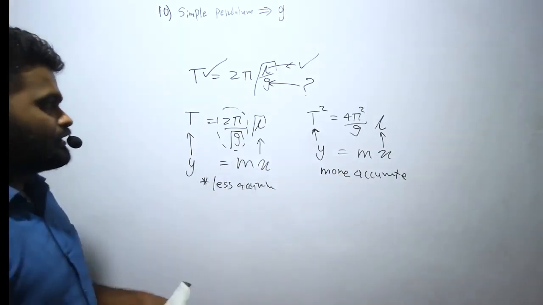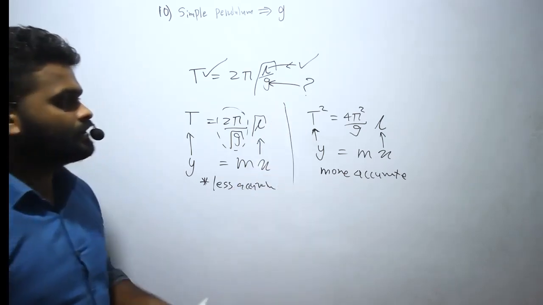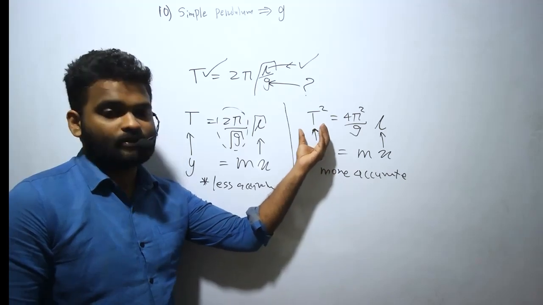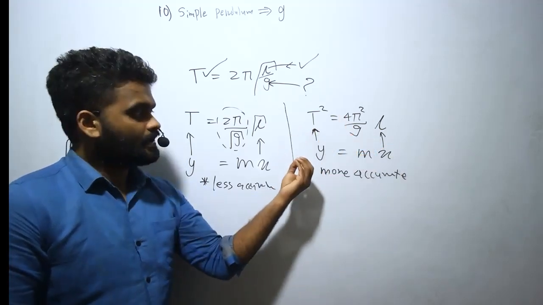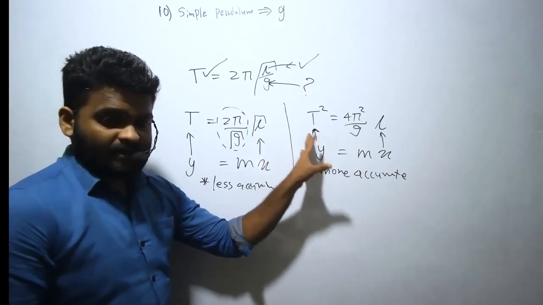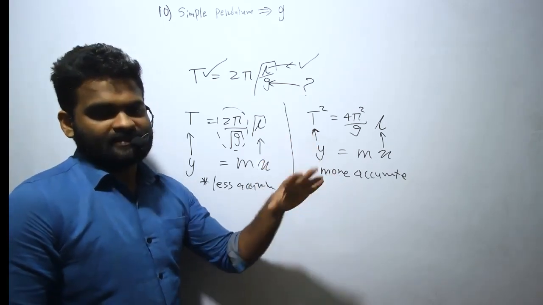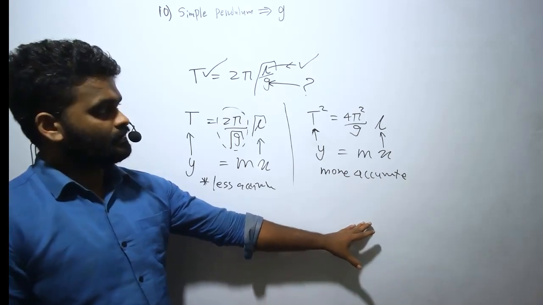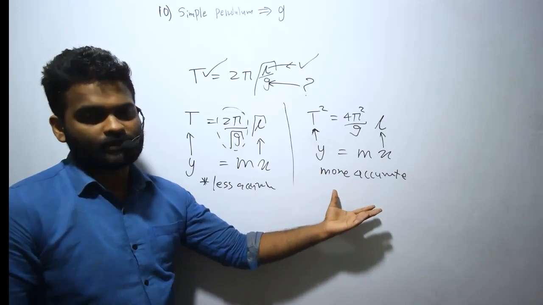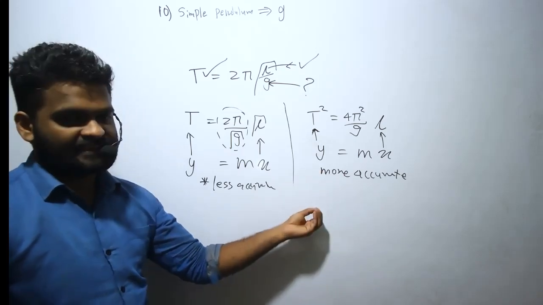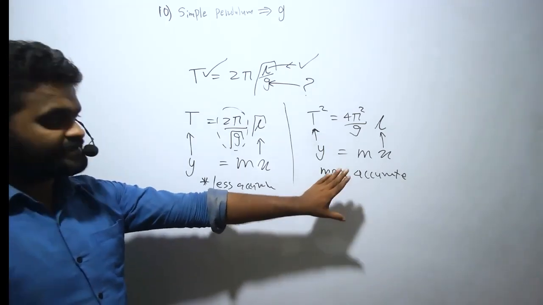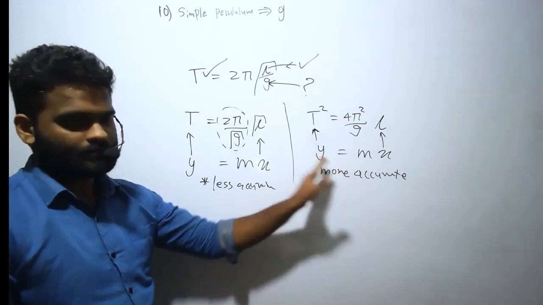If you want, you can take this down. If they ask, why do you have to square both sides? You can just say this is more accurate. We can derive why this is more accurate, right? But that is not on the syllabus. By error analysis, you can explain why this is more accurate, but that is not necessary here. You just have to know this one is more accurate. You can take this down.